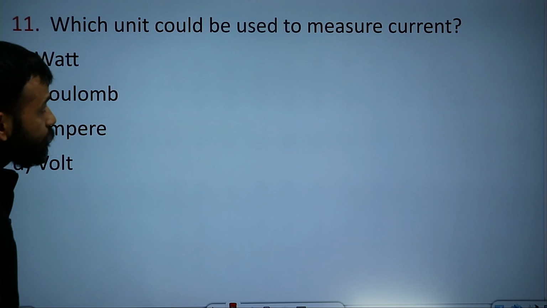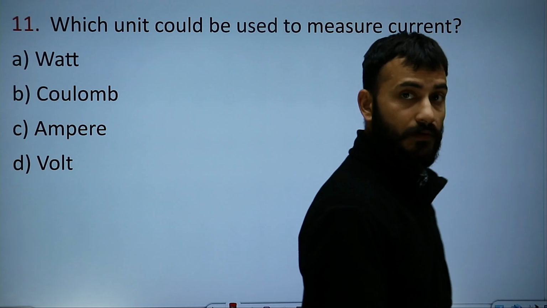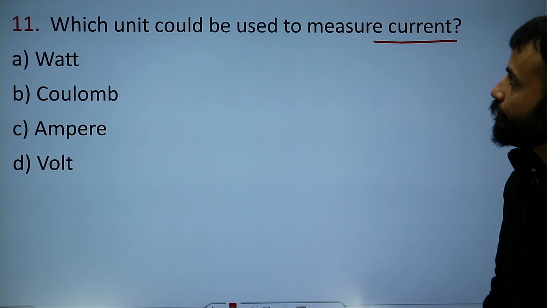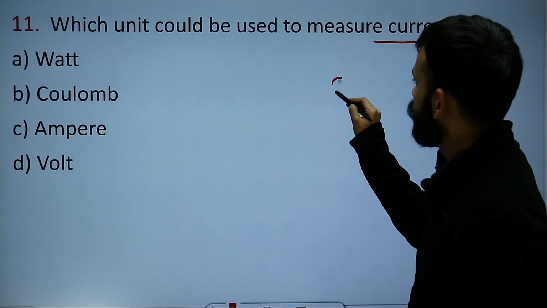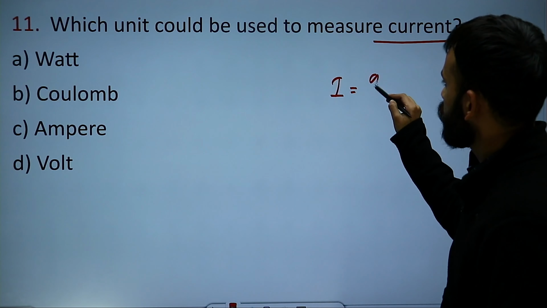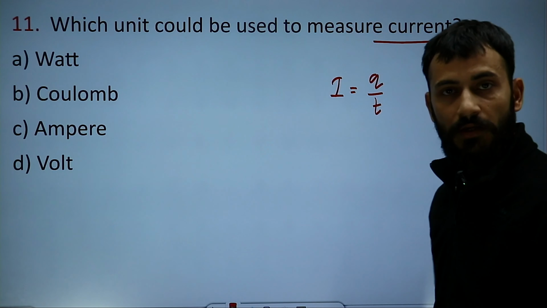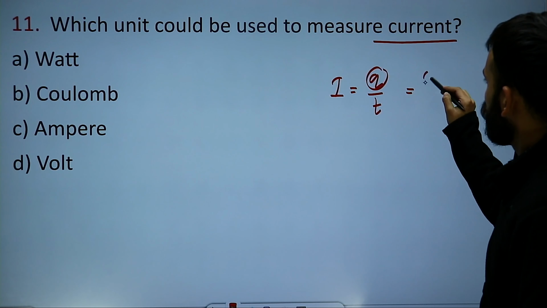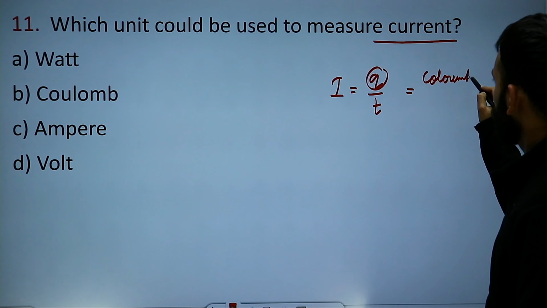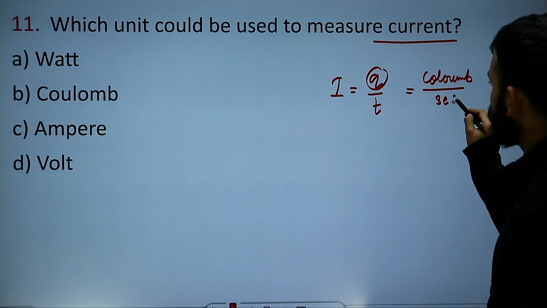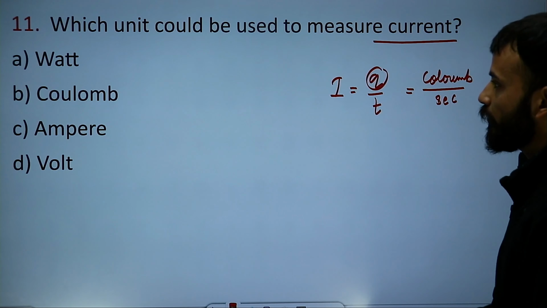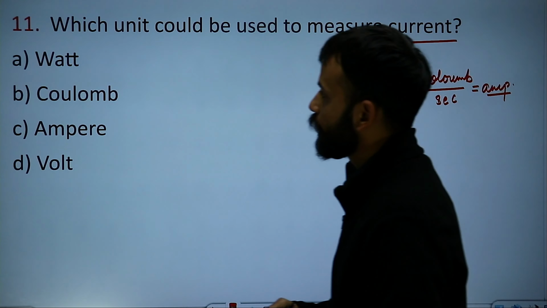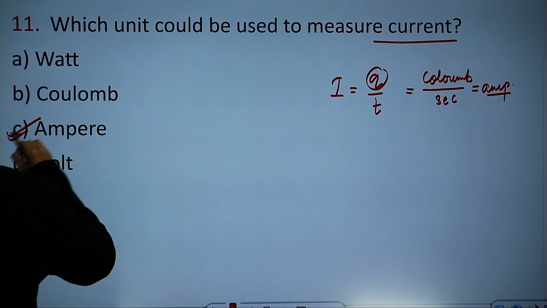Next, which unit could be used to measure current? So what is the unit of current? Since we know that I is equal to charge upon time. So charge unit is coulomb and time SI unit is second. So coulomb per second, or it is combinedly written as ampere. So this unit will be the current unit.